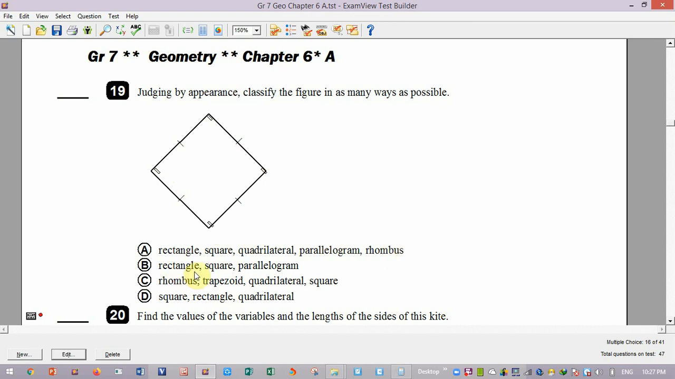What about B? Rectangle, square, parallelogram, yes. But also we can say the rhombus. Then letter A is the correct answer.